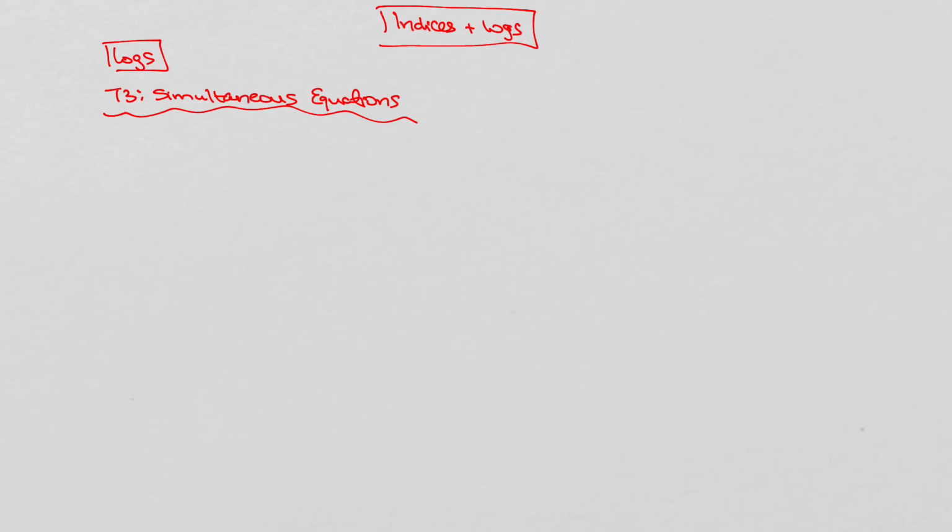Indices and logs. Logs, type 3, simultaneous equations. So like any simultaneous equation, we're going to have two variables in our equations, and we're going to be given 2. And of course, we're going to have to change it from log form back to algebra form before we can solve our simultaneous equations as normal.